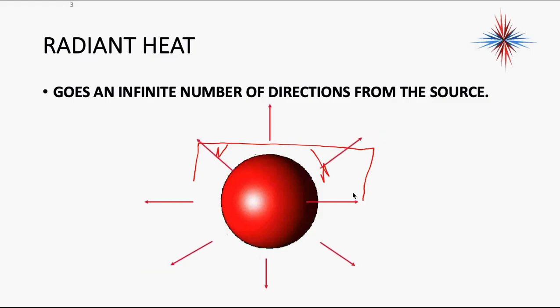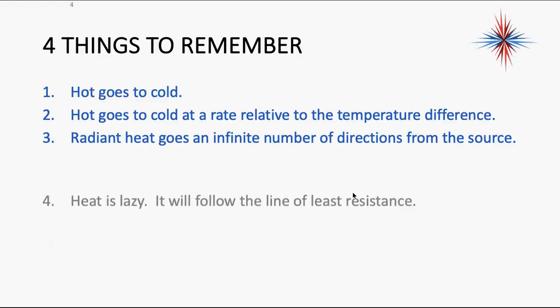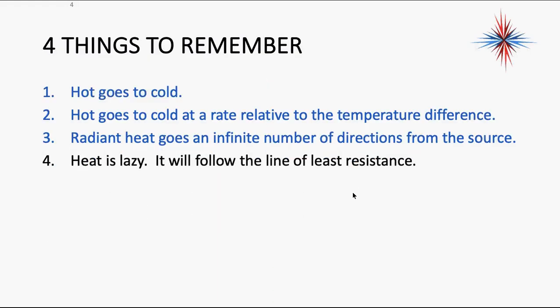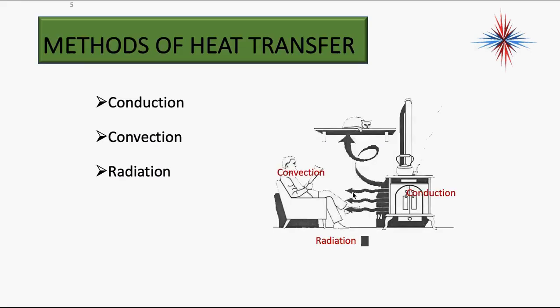Okay, radiant heat. Heat is lazy. It follows the lines of least resistance, as I just showed you. So we have to remember, least resistance. If I create resistance in my walls by using insulation, heat does not penetrate the walls. So we have three methods of heat transfer.